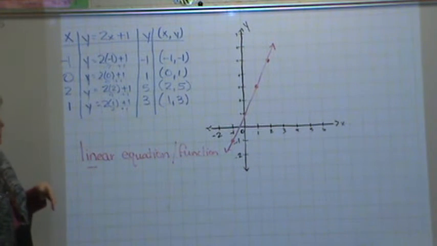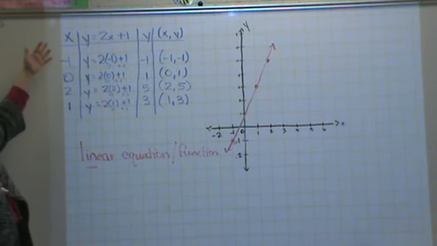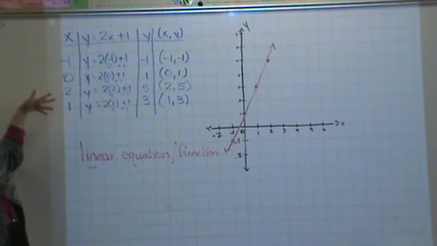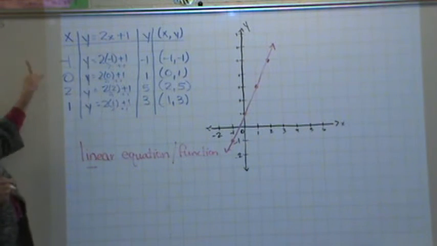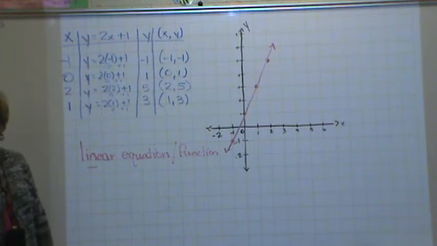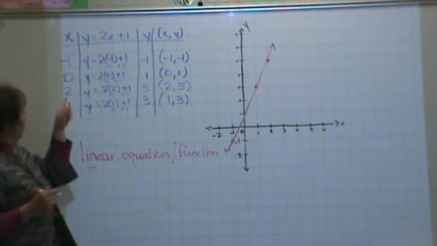Where did these ordered pairs come from? The table. The table, the graph. Can I just throw any random number in for X? Yes. Yeah, any number up there. We can.